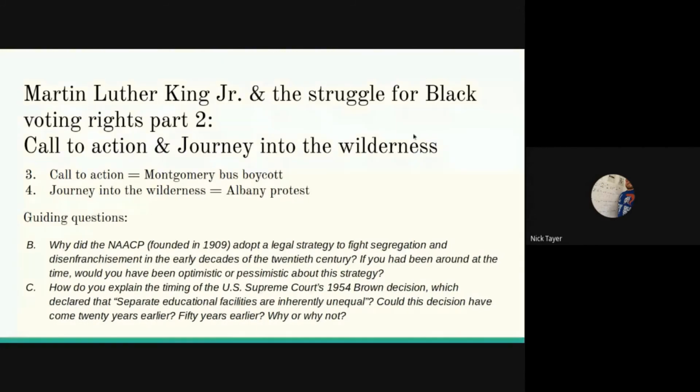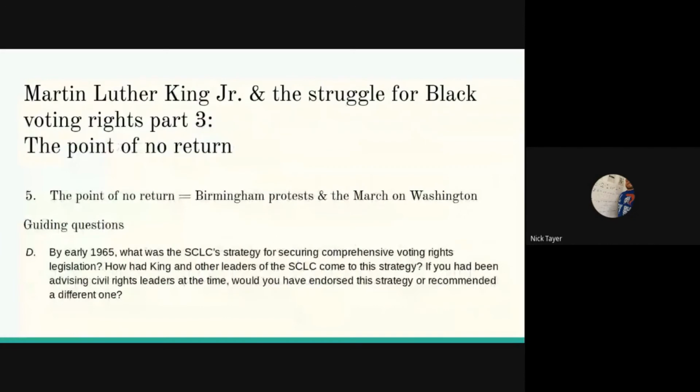Fifth is the point of no return. This is the Birmingham protests and the March on Washington. These are the moments that cement Dr. King's legacy and lead to the 1964 Civil Rights Act and King himself being awarded the Nobel Peace Prize. But for King, there's still work to be done, which covers day 3 of our class.